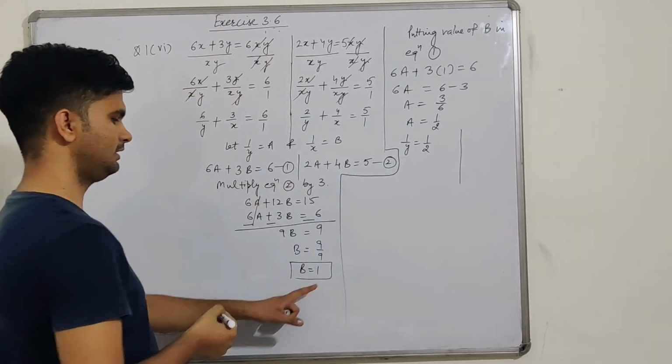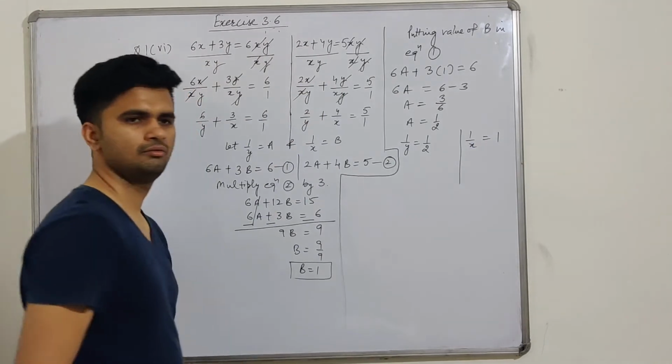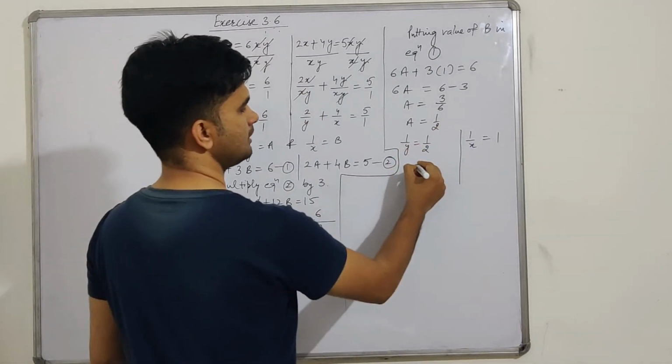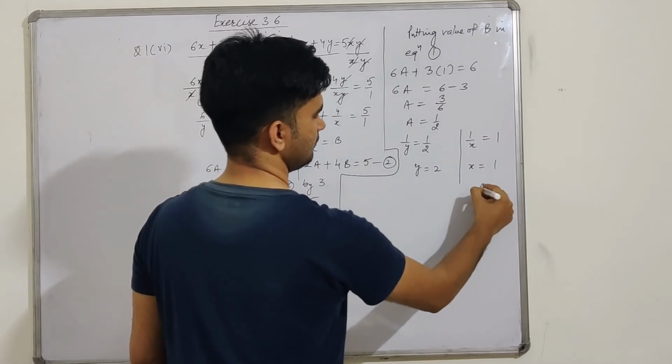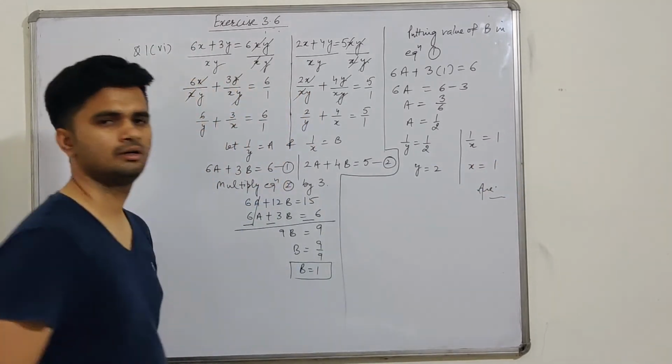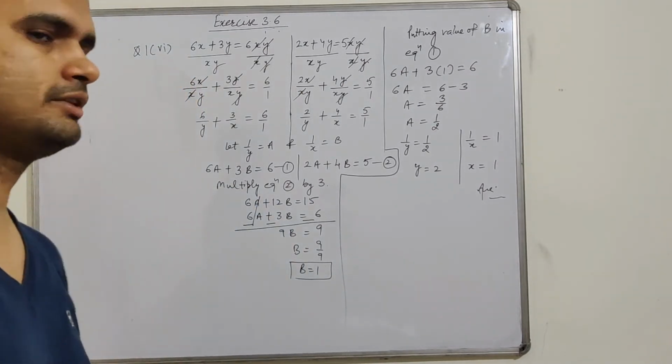And what is b here? We have value of b as 1. It means 1 by x is equal to 1. Now cross multiply. Y is equal to 2 and x is equal to 1. This will be our answer. See the complete solution of this question.